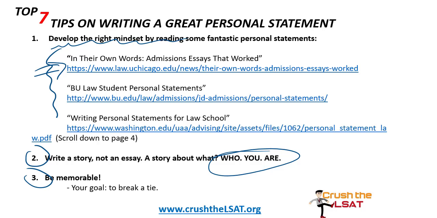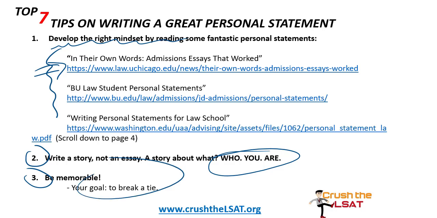Suppose that your LSAT score is exactly equal to the average LSAT score of, let's say, last year's admitted class, and your GPA is exactly equal to the average GPA of, let's say, last year's admitted class. Well then, what's your goal here when the admissions committee meets? Your goal is to break a tie.